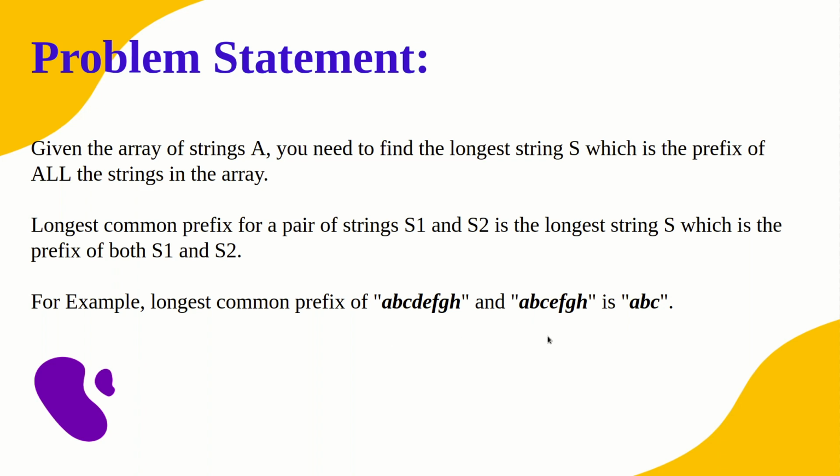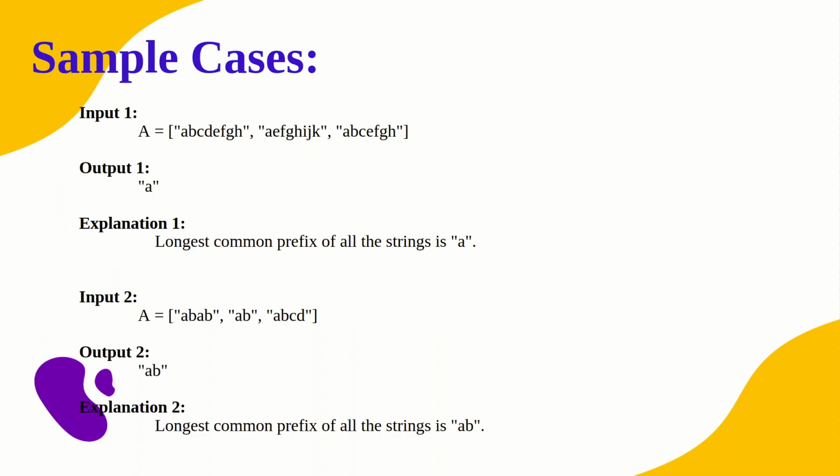So in this example, we have just considered two strings. But what do we need to solve it for? We are given an array of strings. It can be 10 strings, it can be thousands of strings, and then we need to output the longest common prefix string among all those strings. As you can see here, we have three strings in the given example. First is A, B, C, D and so on. Second is A, E, F, G and so on, and third is A, B, C, E, F, G and so on.